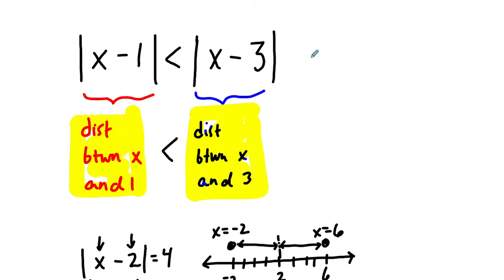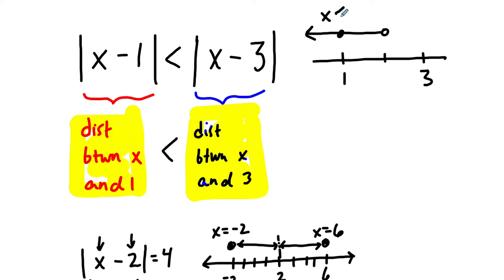Okay, so I like to draw a number line for this situation. All right, so here's the number 1, here's 2, here's 3. I'm trying to pick numbers that are closer to 1 than 3. That's all this is saying. So 1 works. Does 2 work? Well, 2 is exactly in the middle, so I'm going to not include that. But anything to the left of 2 is closer to 1 than 3, and that's our answer. x is less than 2. And that's the intuition here.